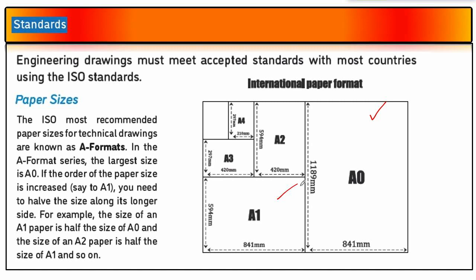You can then have a guess of which one will be half of the A1. Yes, you've guessed it correctly. It's the A2. A2 is half of the A1. The half of A2 will be A3. And the half of A3 will be our usual A4 paper size.